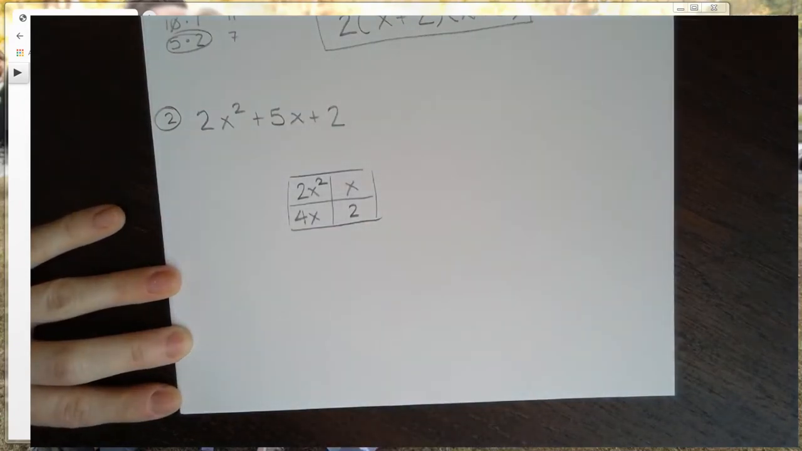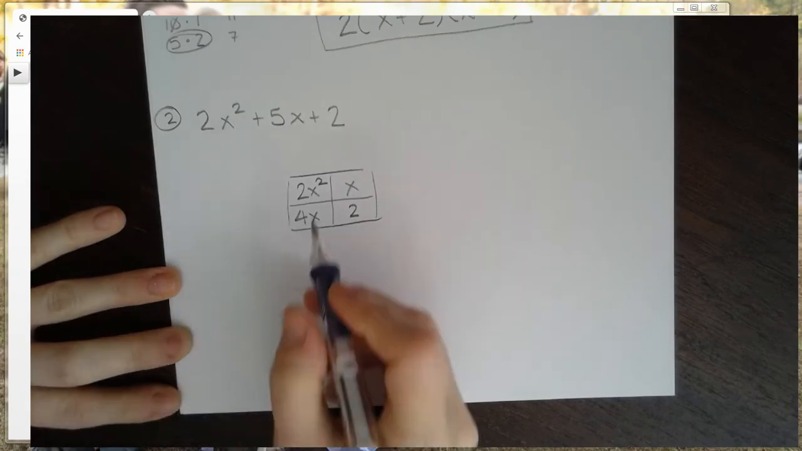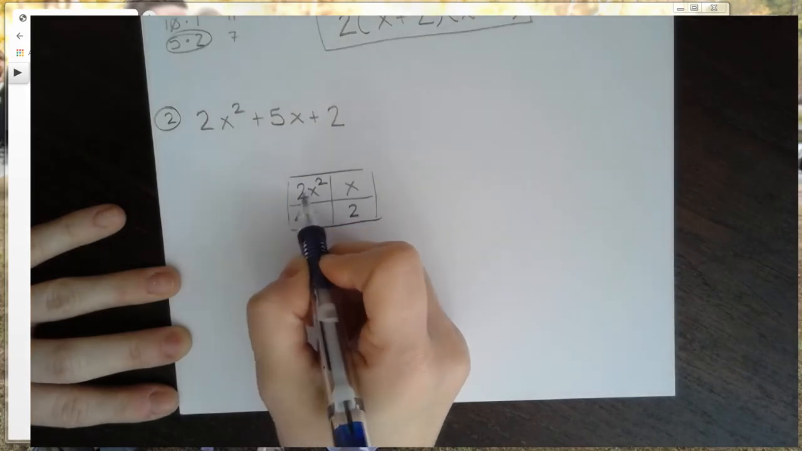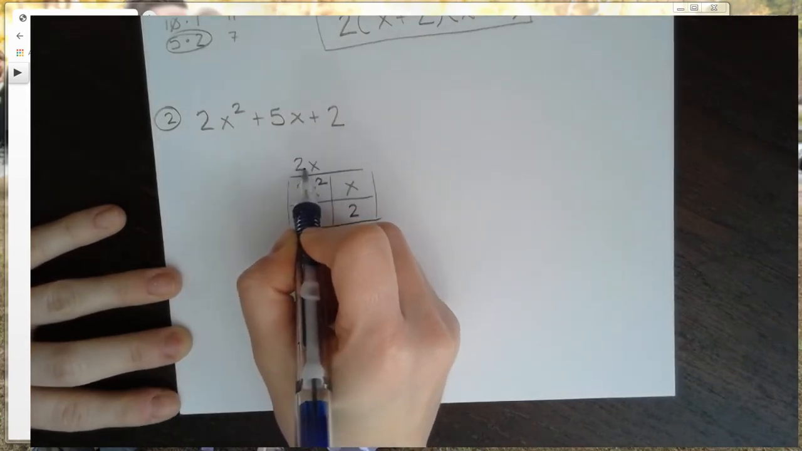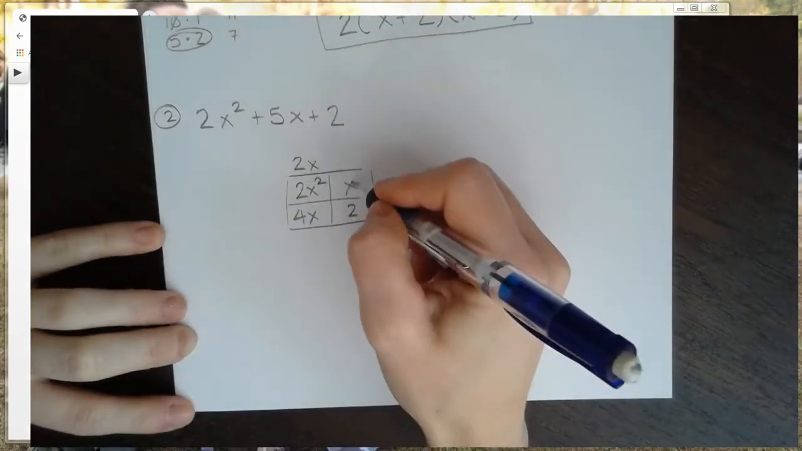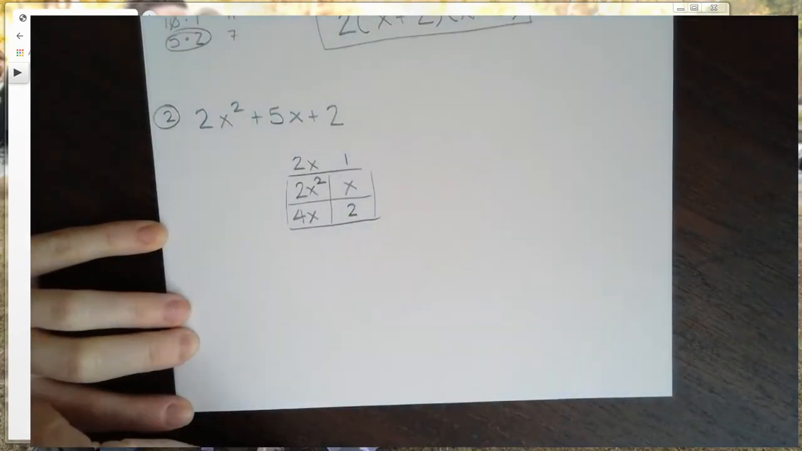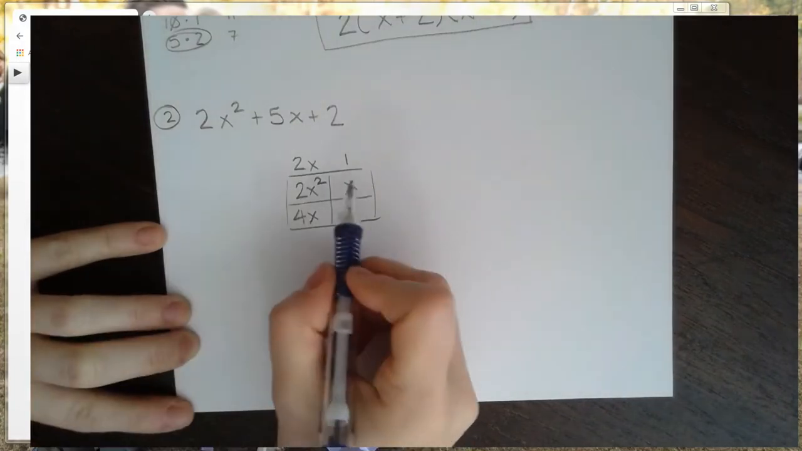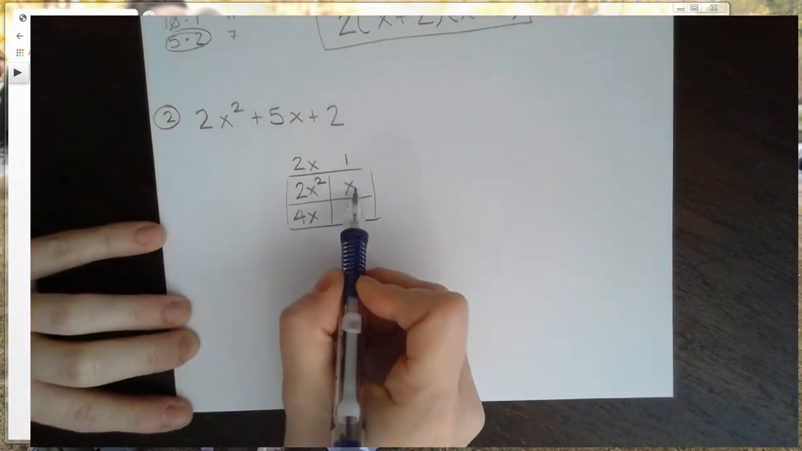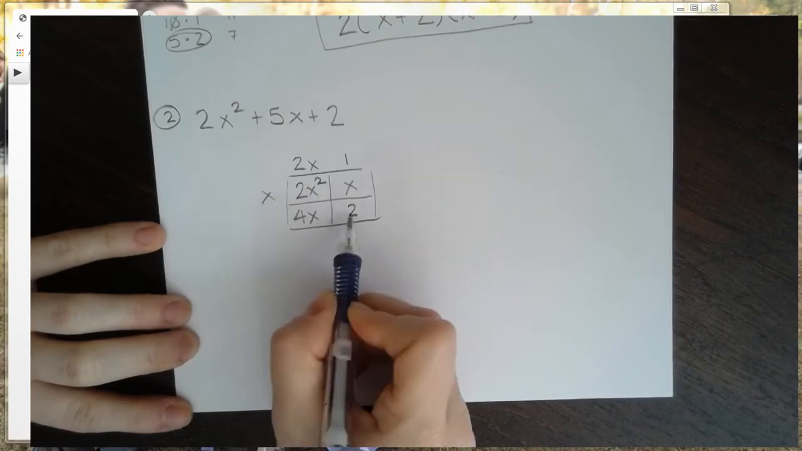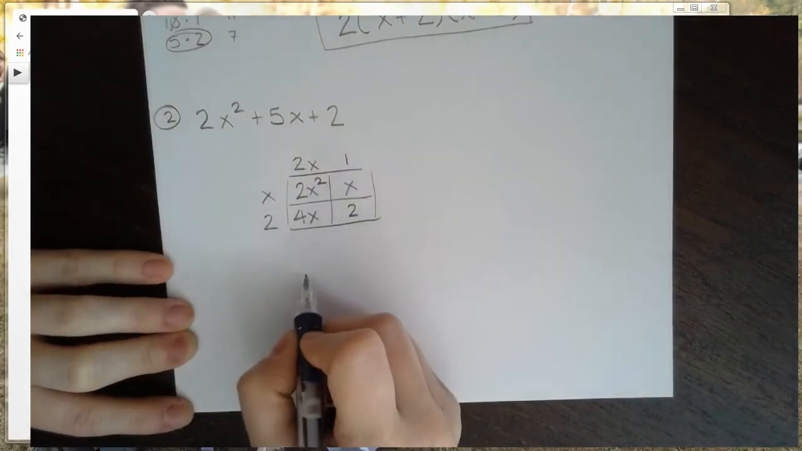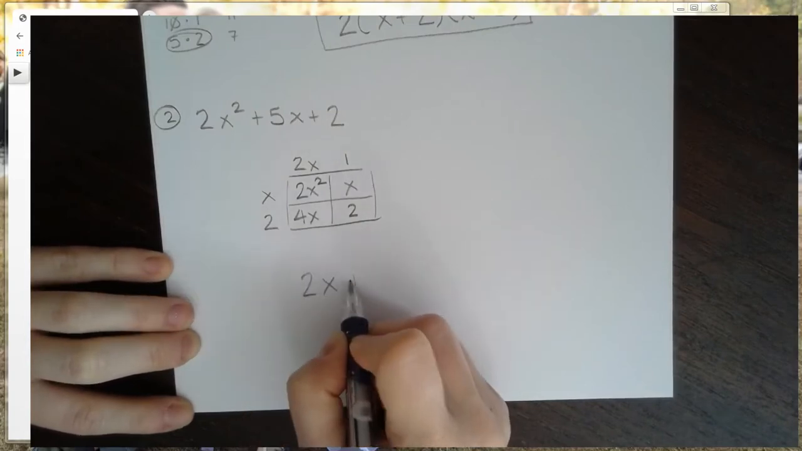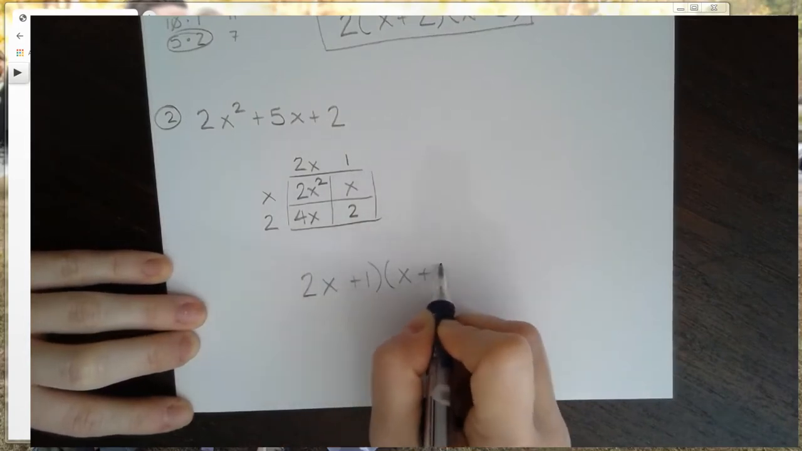So now I'm going to look for my greatest common factors. I'm going to look at the length and the width in this case. So here, between 2x squared and 4x, they both have an x in common, but they also have 2. These don't have anything in common, so that common factor will be a 1. These have x in common, and this row has 2 in common. So my factors would be 2x plus 1 times x plus 2.